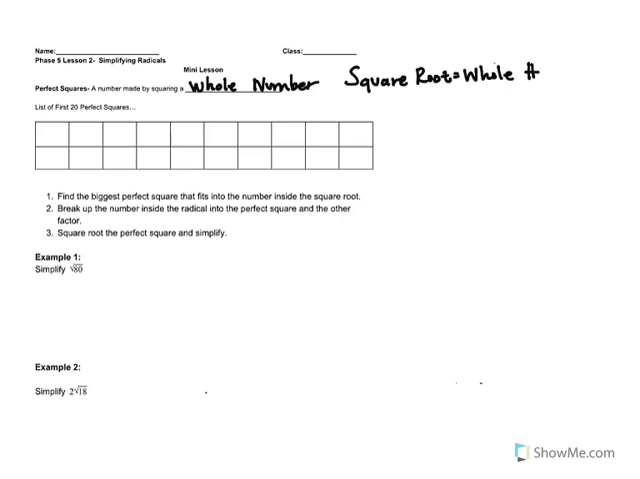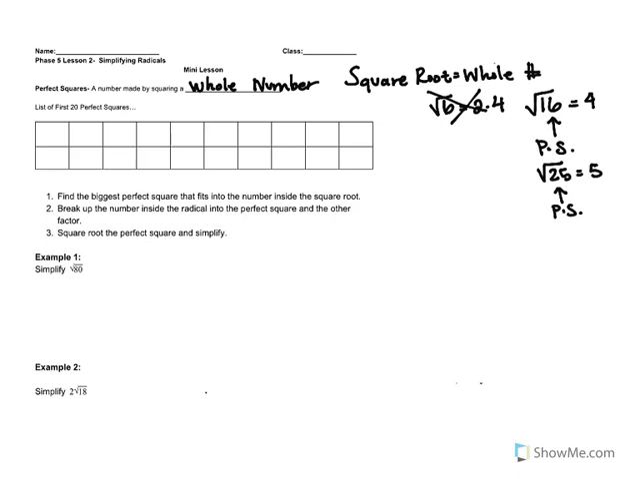So for example, if I take the square root of 6, I'm going to get a decimal like 2.4. So 6 is not a perfect square. But if I take the square root of 16, I get 4. So 16 is a perfect square. Or if I take the square root of 25, I get 5. So 25 is also a perfect square because I get a whole number when I take the square root of it.